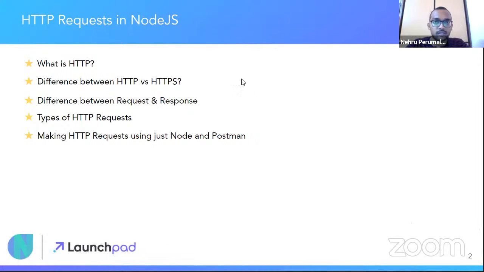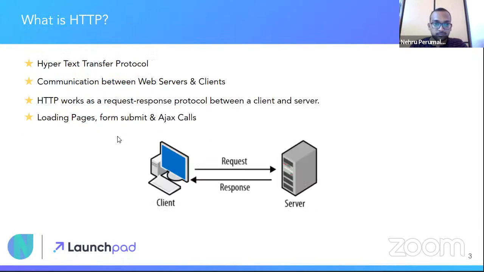In this HTTP introduction, today we'll cover all these topics. We'll learn what HTTP is, the difference between HTTP and HTTPS, and the difference between a request and a response. We'll also cover the types of HTTP methods that we have, and how we can implement HTTP requests so that they can interact between server and client. We can also test whether that is working or not using something called Postman. These are all the things that we cover in today's session.